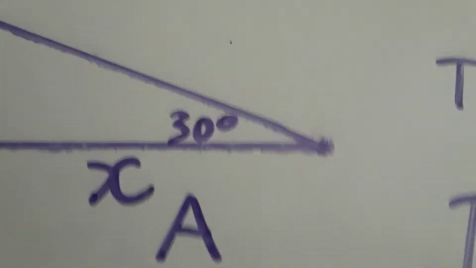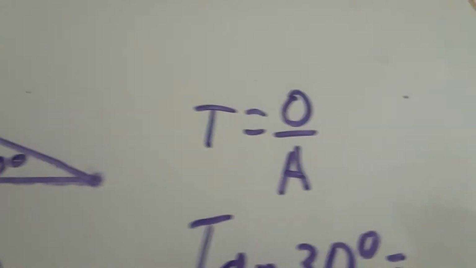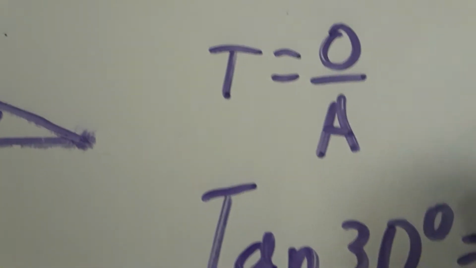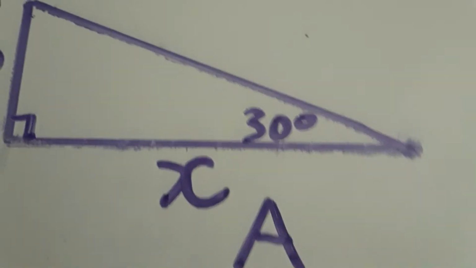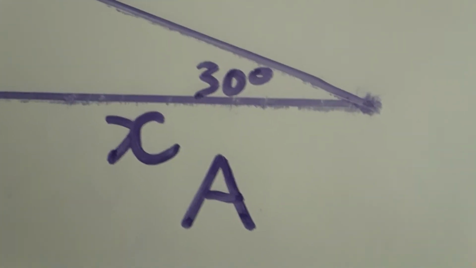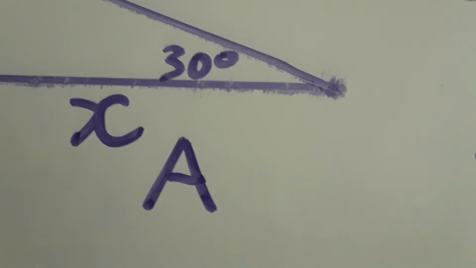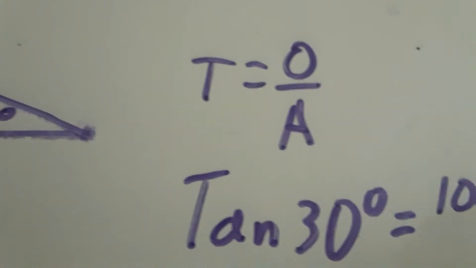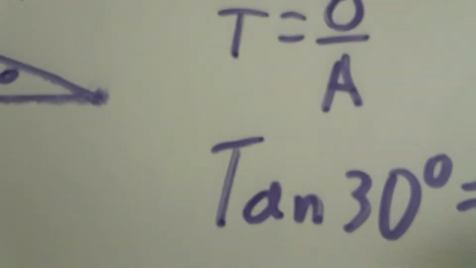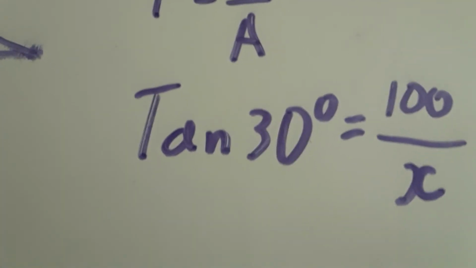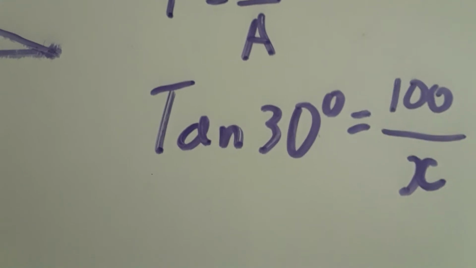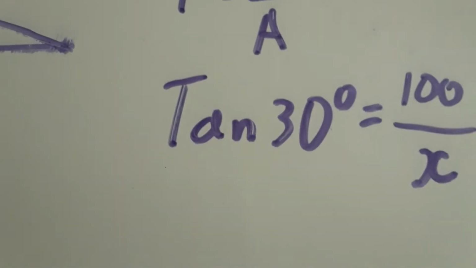Do I know the opposite side? I sure do. I know that it's 100, okay? And do I know the adjacent side? Not yet. And what you usually do is you replace the A with the X, which is the unknown. Okay, so at this point, you have to use your calculator to find what the tan of 30 is.